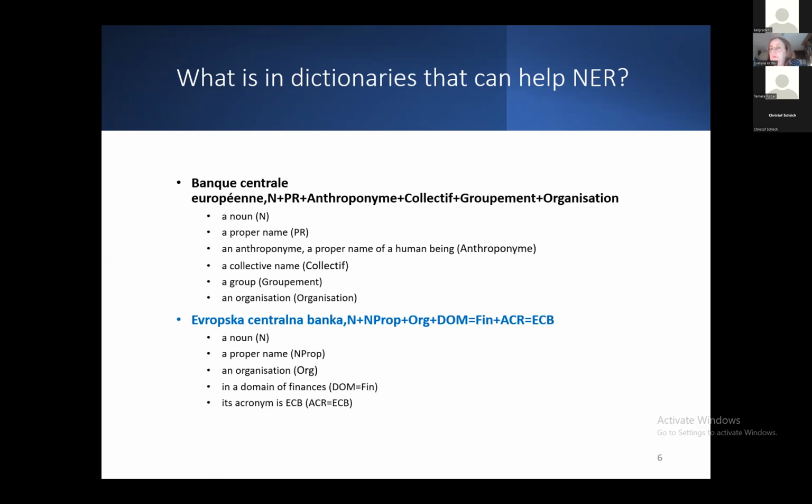And now we have another entry, again for the same entity in French and Serbian. It is the European Central Bank, but said differently in French and Serbian, and with different markers. For instance, in Serbian it says that it is a noun, a proper name, an organization from the domain of finances, and it has an acronym, ECB. That's the acronym of this organization in Serbia.